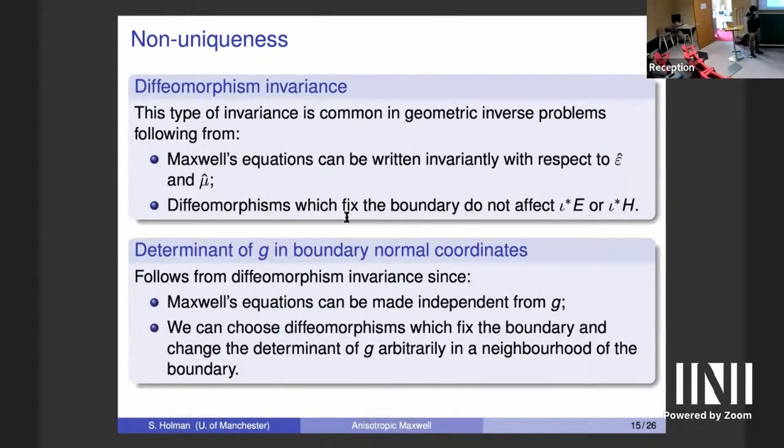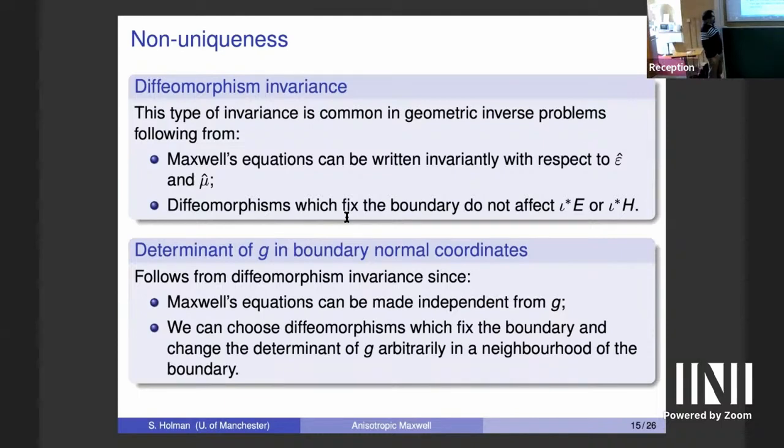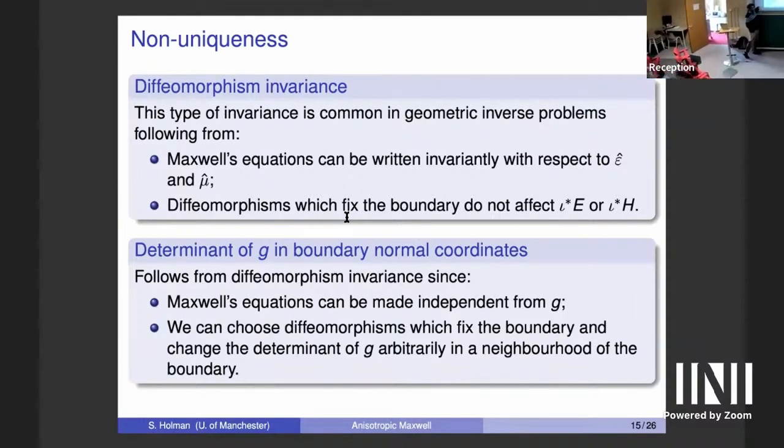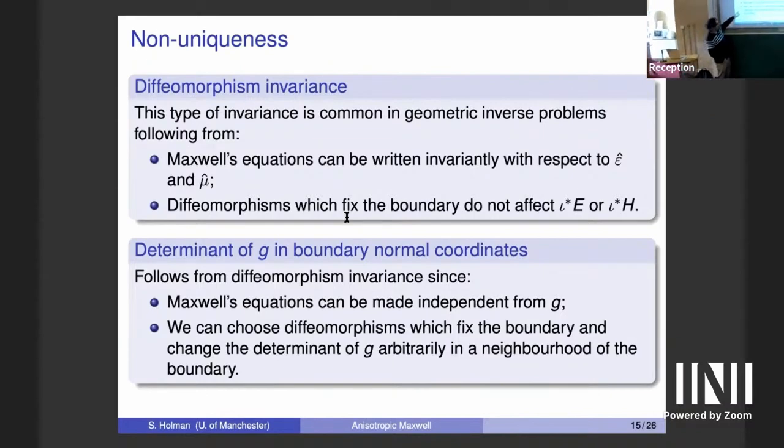The other thing was about the determinant of G, the volume form of G in boundary normal coordinates for one of the metrics. So you have to fix the coordinates to this metric. This is what the boundary normal coordinates are. And the question would be, can you determine the volume form of G? Actually, can you determine anything about G? And the result is that, in fact, it's arbitrary. This comes from the fact that the Maxwell equations are independent of G, like the version that we had, and that you can choose diffeomorphisms to change the determinant arbitrarily. Right?